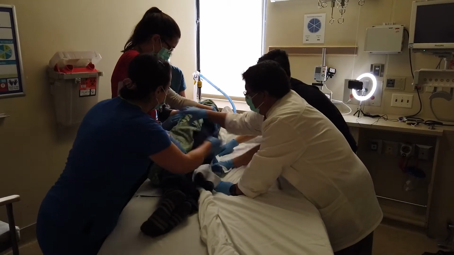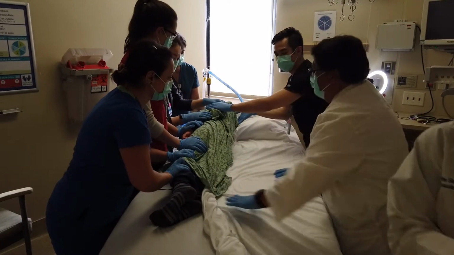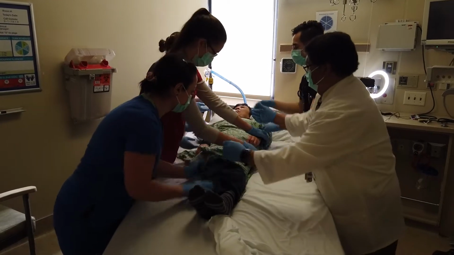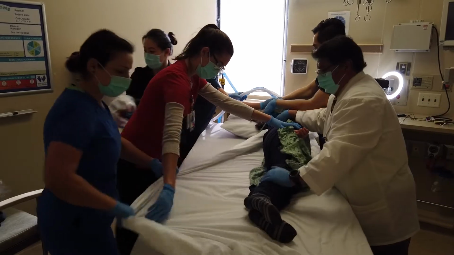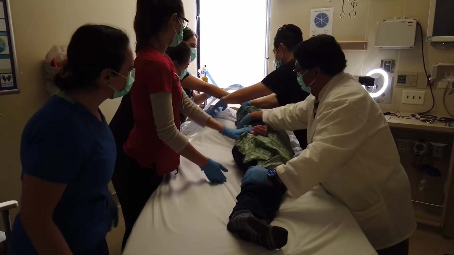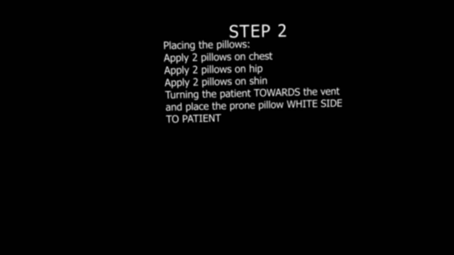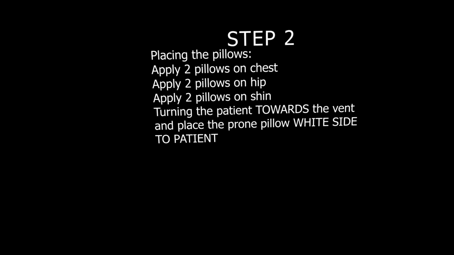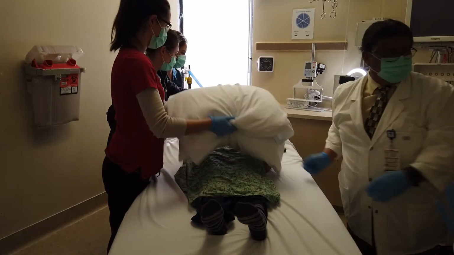Not illustrated in this video, the gown should be removed prior to proning. Anterior EKG leads should also be removed and reapplied posteriorly after the patient is proned. Ensure that the bed sheets are as wrinkle-free as possible. After the patient is placed back to supine position, we reapply another sheet to cover the patient prior to placing the pillows. After placing the pillows, always turn the patient towards the vent.